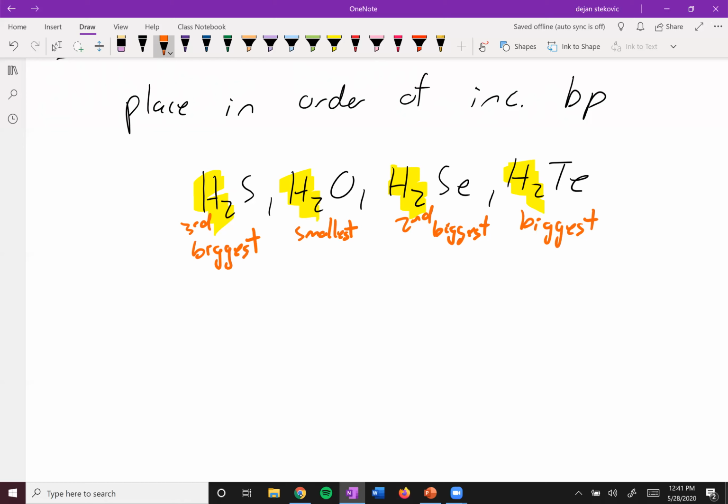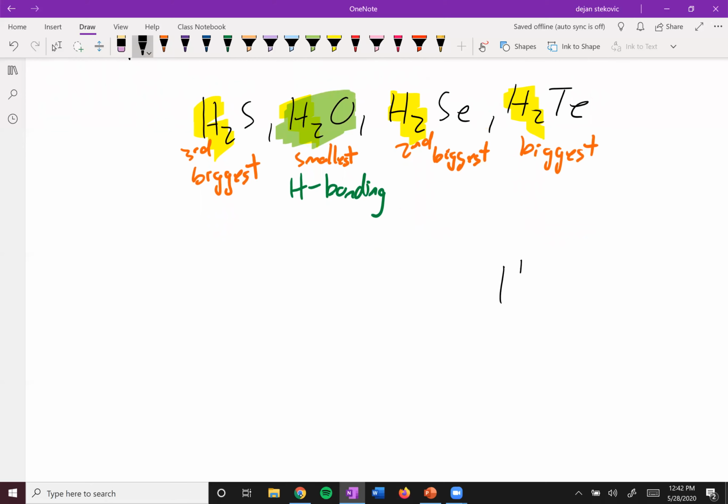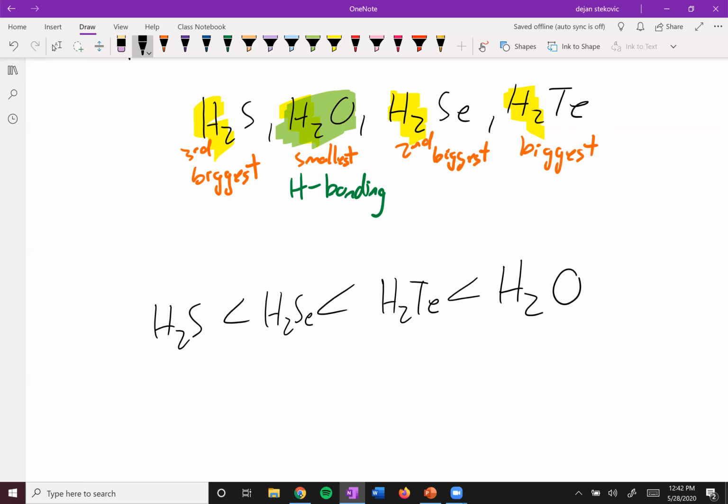So you might expect H2Te to have the highest boiling point, but we just learned that this OH bond can participate in hydrogen bonding. And so H2O will actually have the highest boiling point. These other three compounds cannot participate in hydrogen bonding. And so after water, you just go from biggest to smallest because of London dispersion forces. So then you have H2Te, H2Se, and then H2S.